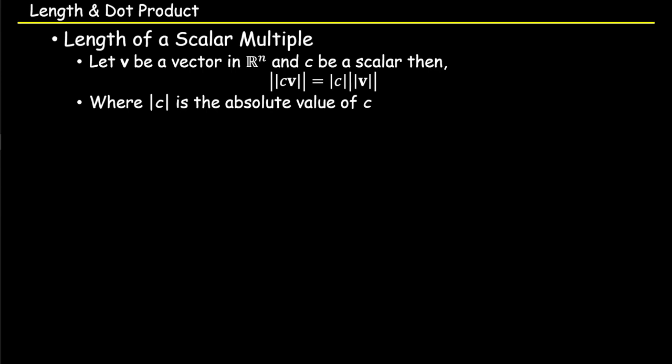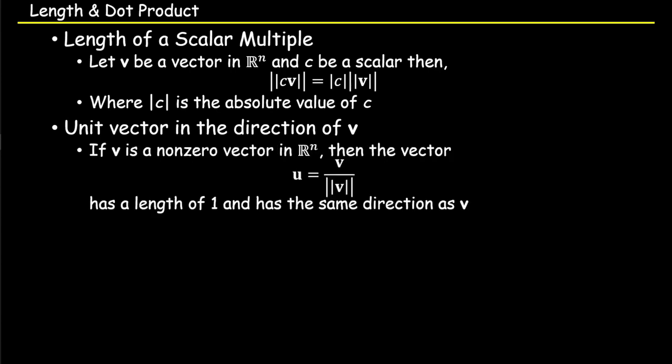Another thing that we have with vectors is called a unit vector. A unit vector in the direction of v only exists if v is a non-zero vector in R^n. That means the unit vector, which we'll call u, would be equal to the vector divided by the vector's magnitude. What this gives us is a vector that has a length of 1 and points in the same direction as v. That was pretty much it with lengths.